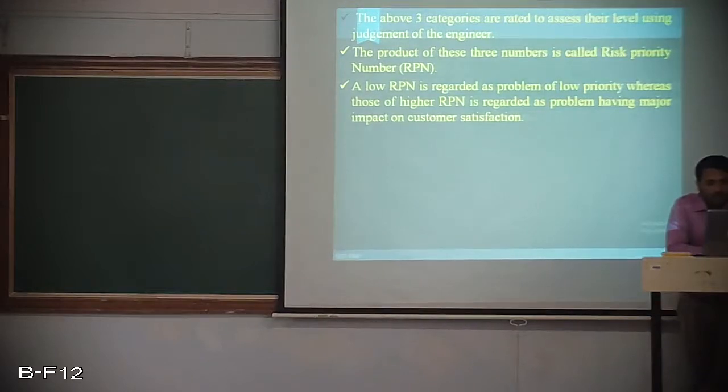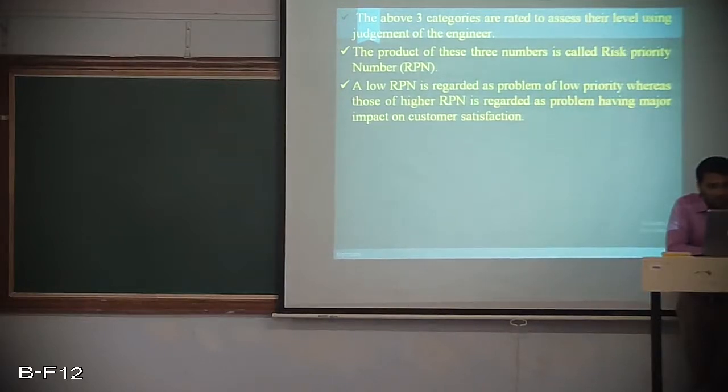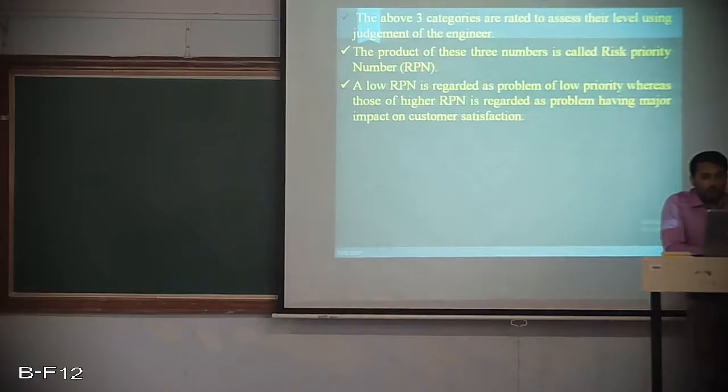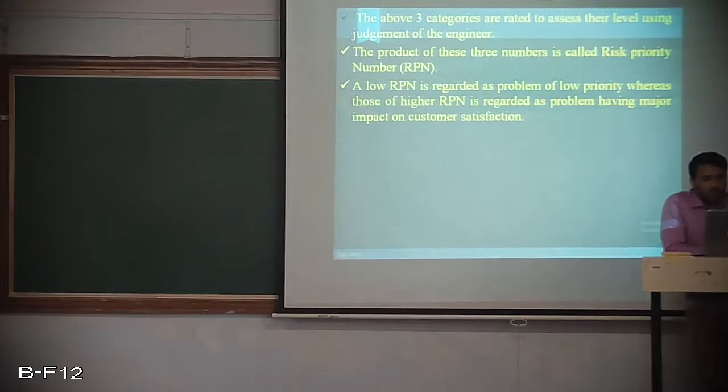The product of these three numbers is called the risk priority number, or RPN. A low RPN is regarded as a problem of low priority, whereas a higher RPN is regarded as a problem having major impact on customer satisfaction. This is very critical. If the RPN is low, it is regarded as a problem of low priority. If the RPN is very high, then it will have a severe impact on customer satisfaction.